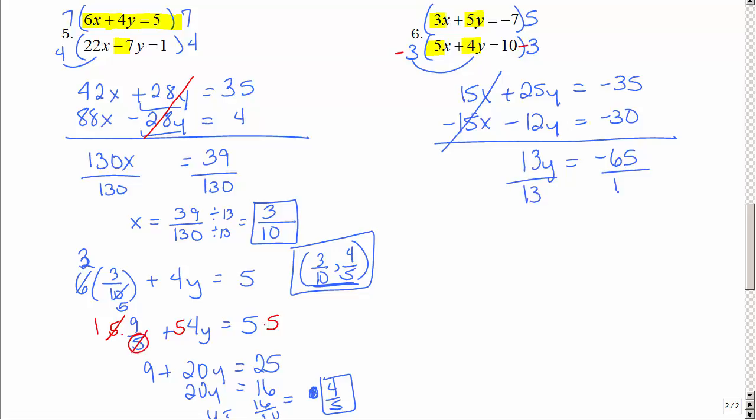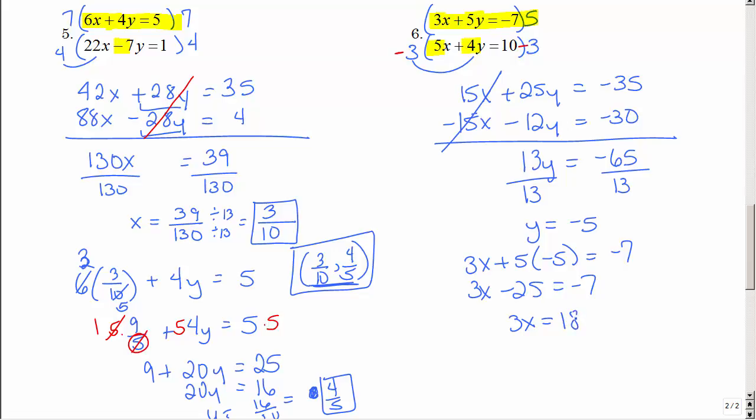Got another 13. We're going to know our multiples of 13. Believe it or not, 13 goes into negative 65 exactly negative 5 times. And then again, I'm just going to pick the top equation. So I have 3x plus 5y equals negative 7. Add 25 and I get 18. And x is 6. So we have a nice pretty answer.